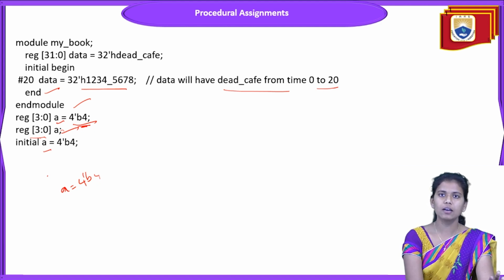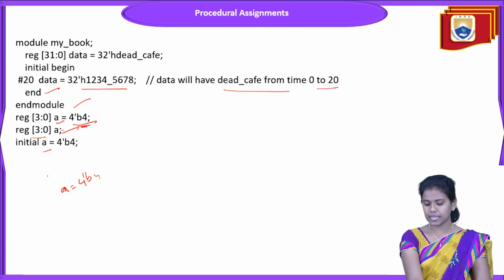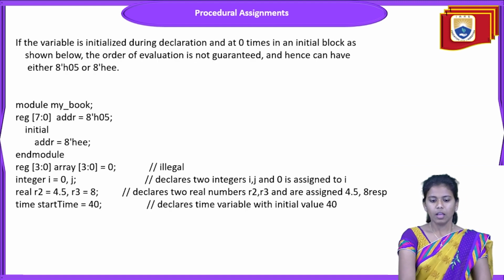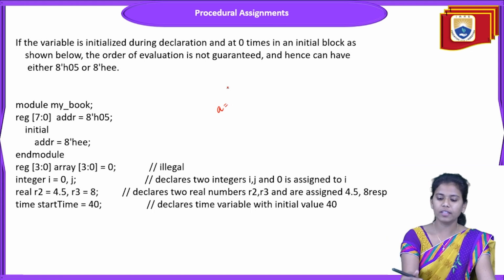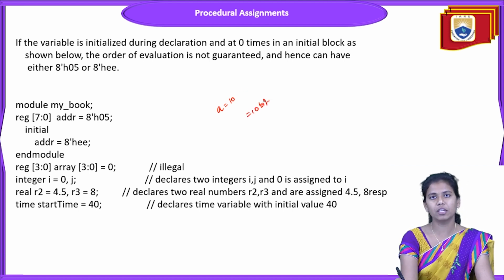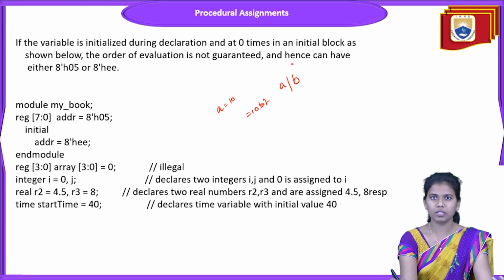Okay, this is a procedural assignment. What happens if the variable is initialized during the declaration? I am declaring A is equals to 10. If I have only 10 bits of data, I am in a dilemma whether to store the data in variable A or B. So what should I do? Now I have to make a choice, isn't it?